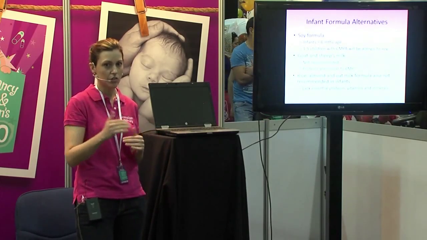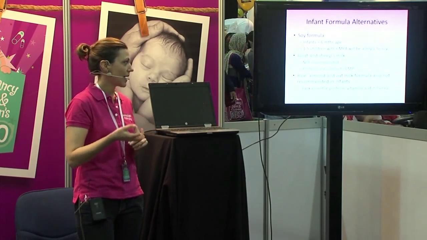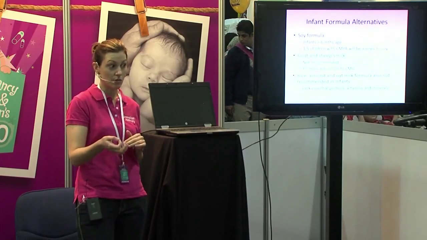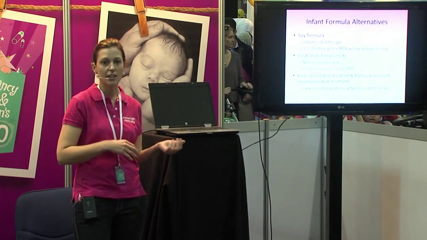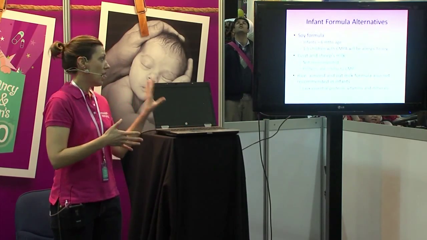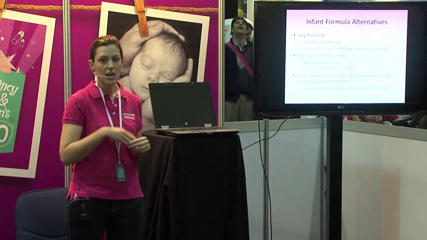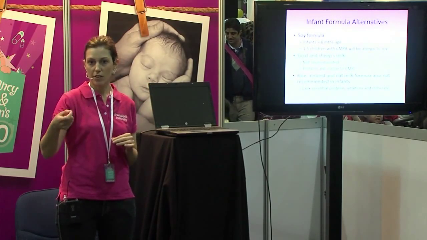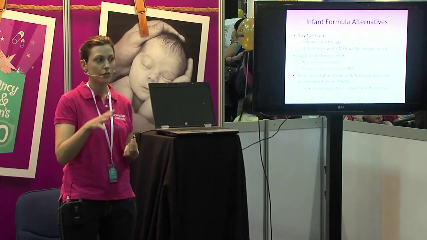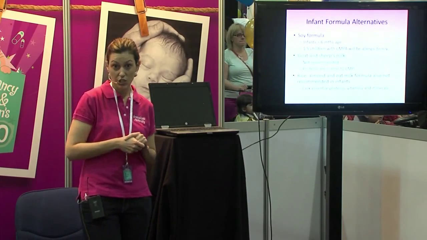Rice, almond and oat milk are also formulas used by people, and again, they're not recommended, especially in the littlies. They can be used in older children, but they do lack essential proteins, vitamins and minerals that are required in the diet. So in a child who may be on rice formula, they should have additional servings of protein and things like that, and often you need a paediatric dietitian involved.